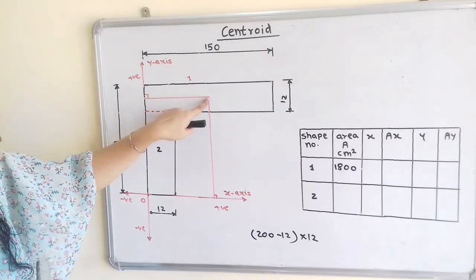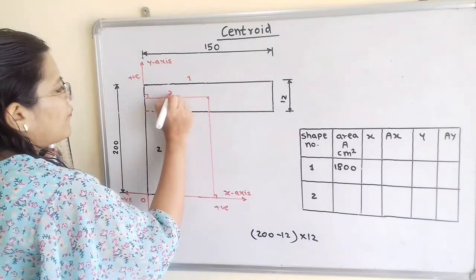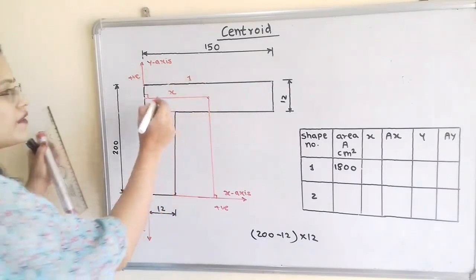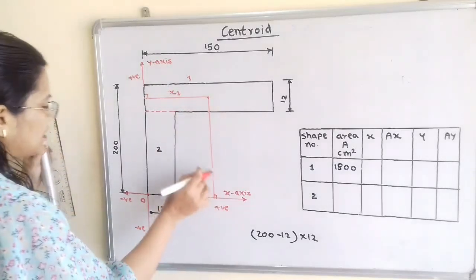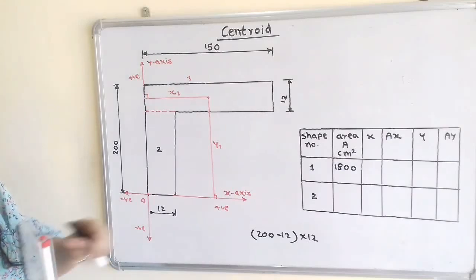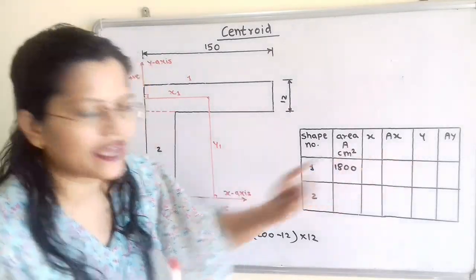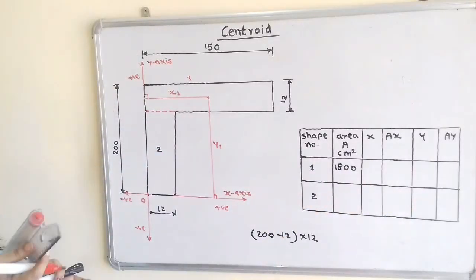Now this horizontal distance is known as x. Now this is for the shape number 1, so I will write here as x1. And this vertical distance, that is parallel to y-axis, is known as y1. Now we have to write the value of x and y for shape number 1, that is the value of x1 and y1 to fill this table.